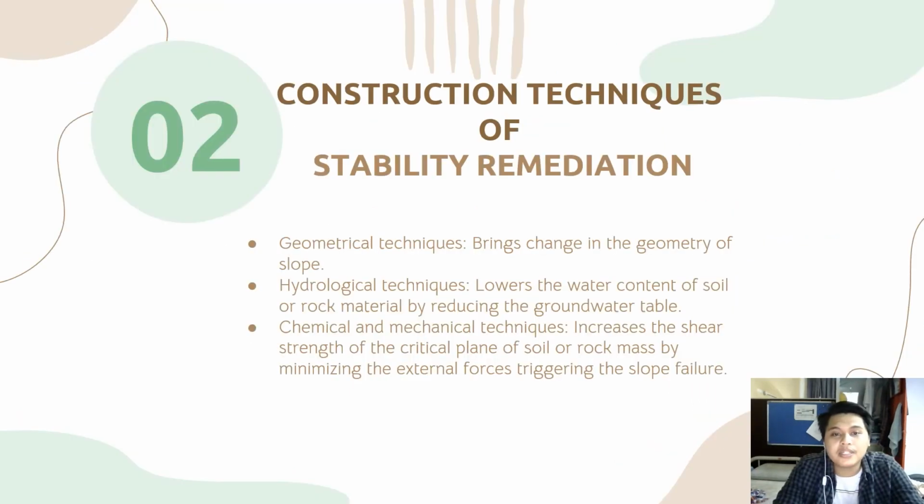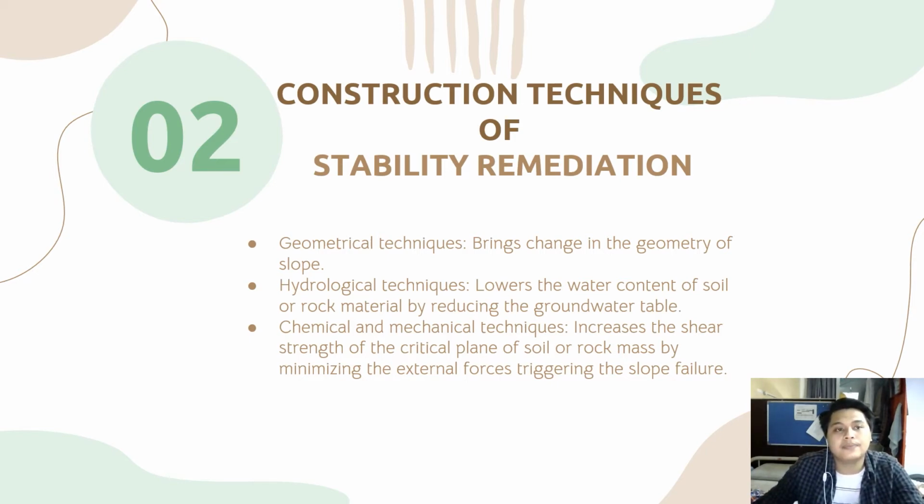Okay, the next one is construction techniques of stability remediation. The following are the most often utilized slope stabilizing techniques. The first one is the geometrical technique, which brings change in the geometry of the slope. The hydrological technique lowers the water content of soil or rock material by reducing the groundwater table. And the third one is the chemical and mechanical technique, which increases the shear strength of the critical plane of soil or rock mass by minimizing the external force triggering the slope failure.